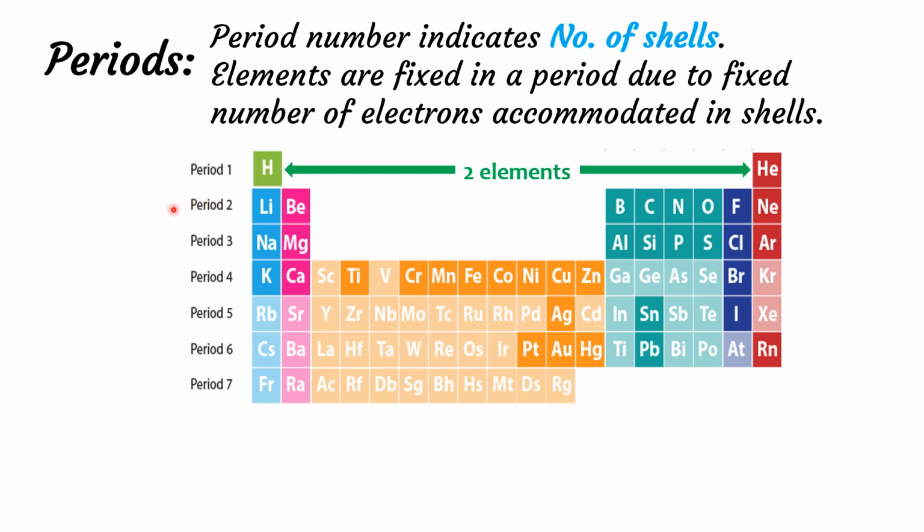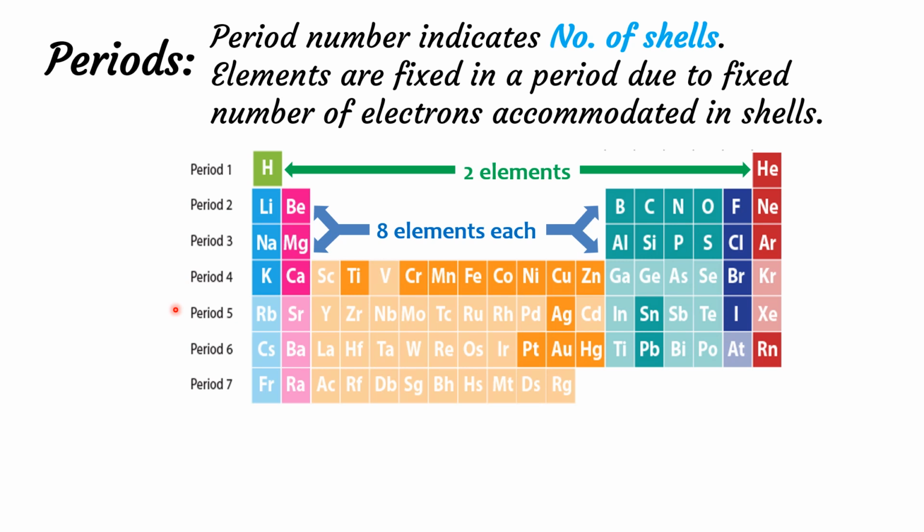Second period and third period are known as normal periods. They contain only 8 elements each, from atomic number 3 to 10 in second period and atomic number 11 to 18 in third period. Second period has lithium, beryllium, boron, carbon, nitrogen, oxygen, fluorine and neon. While third period contains 8 elements: sodium, magnesium, aluminium, silicon, phosphorus, sulfur, chlorine and argon.